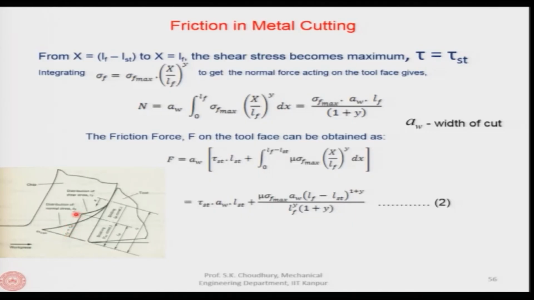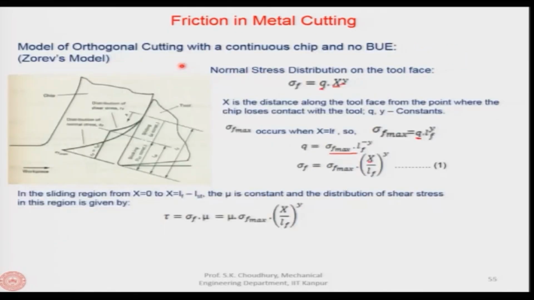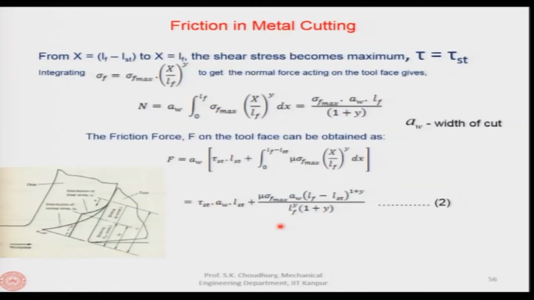So, this shear stress tau is equal to tau ST, let us say this is the maximum shear stress here. Now, sigma f is equal to sigma f maximum x by LF to the power y, which we have seen here, which is this equation. So, if we integrate, then we can get the normal force, because this is the area, and the normal force will be width of cut A w, and we are integrating from 0 to LF, x equal to 0 to x equal to LF here.